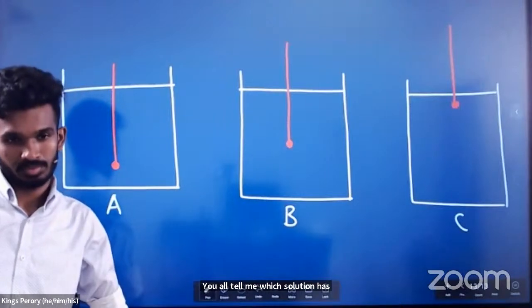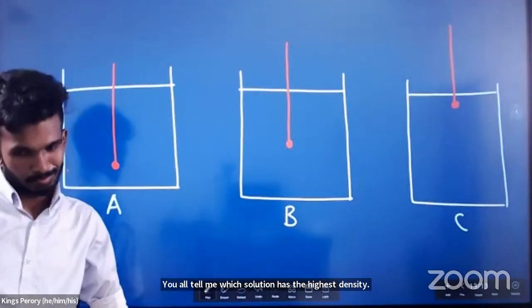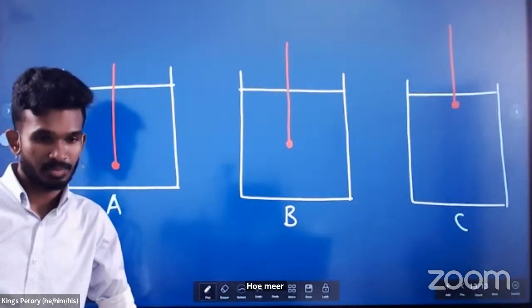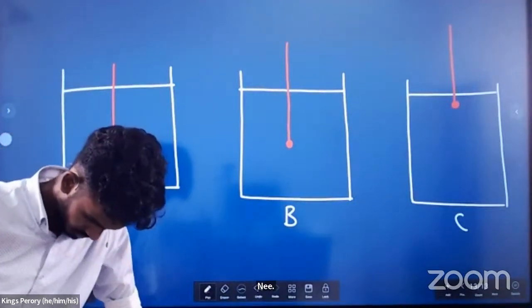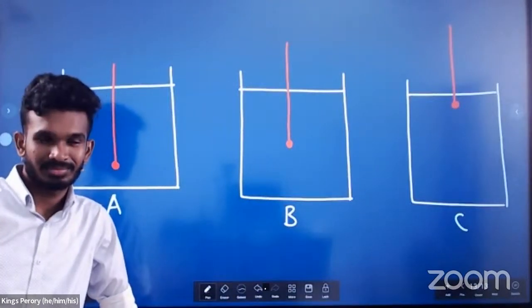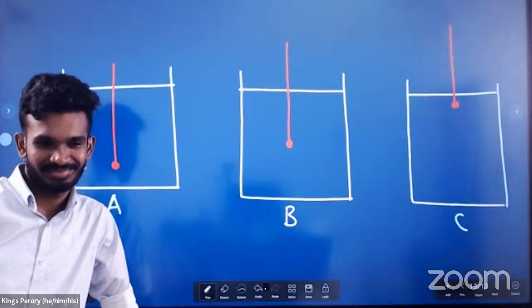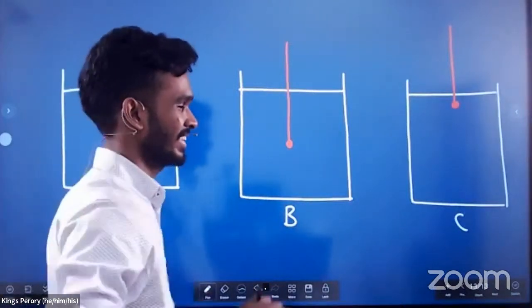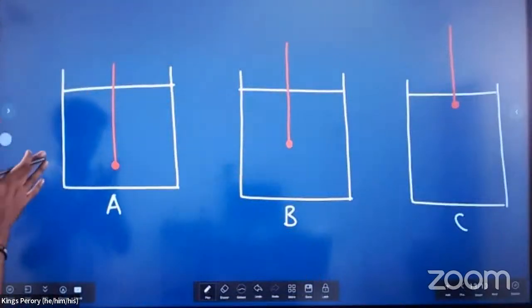C. A. C. C. Highest density. The question is highest density. C, A, C. A, A. C. C, C. Very good. Now I'll explain. Listen.